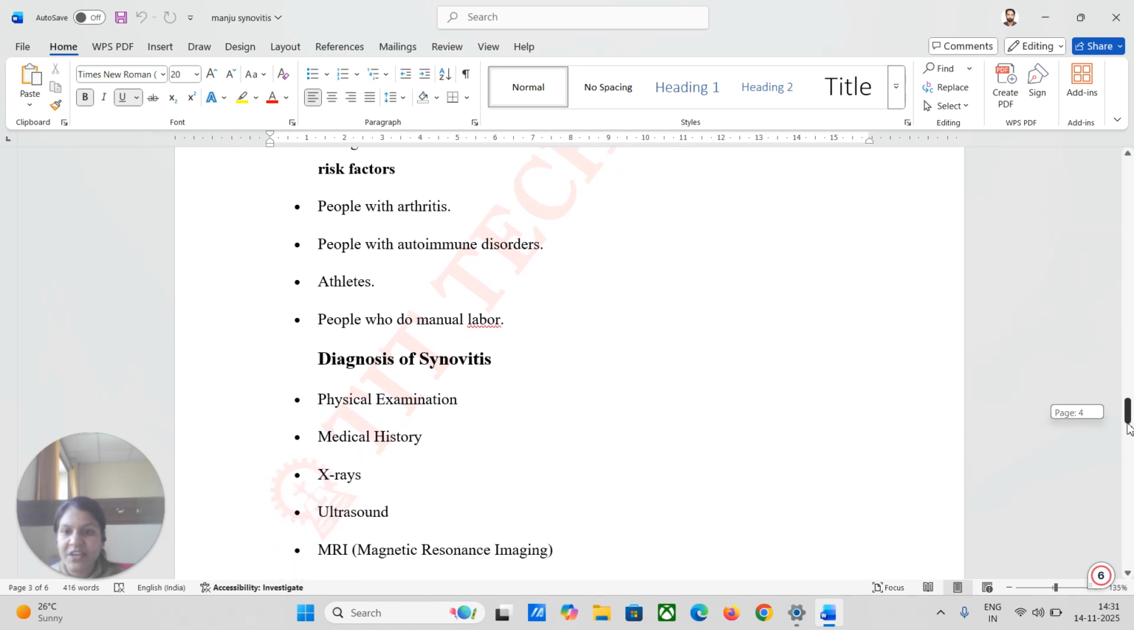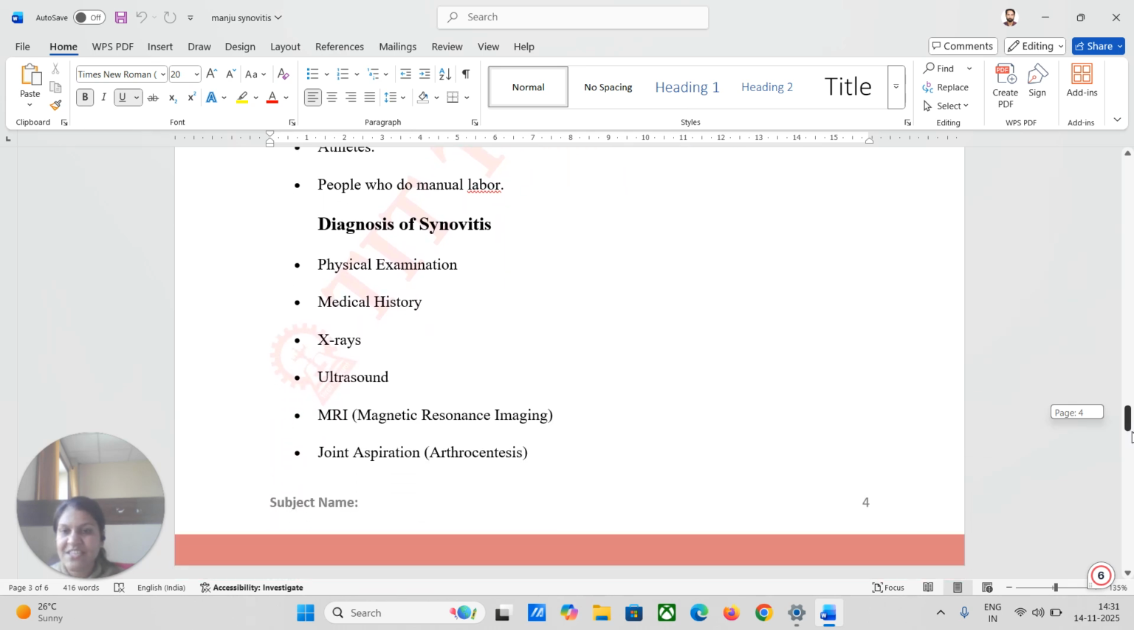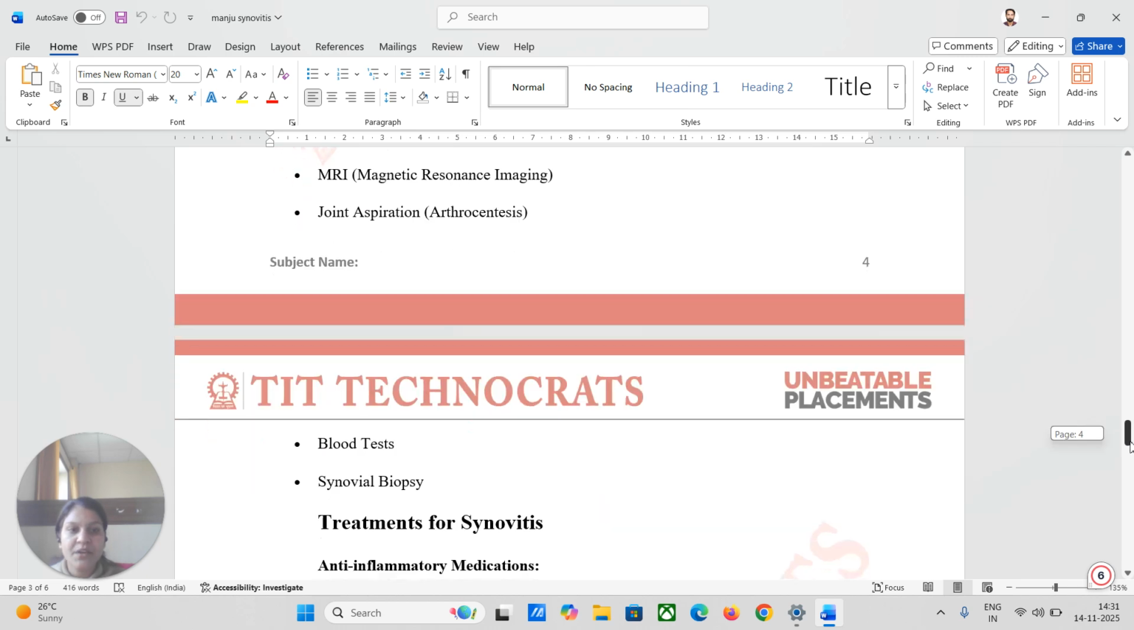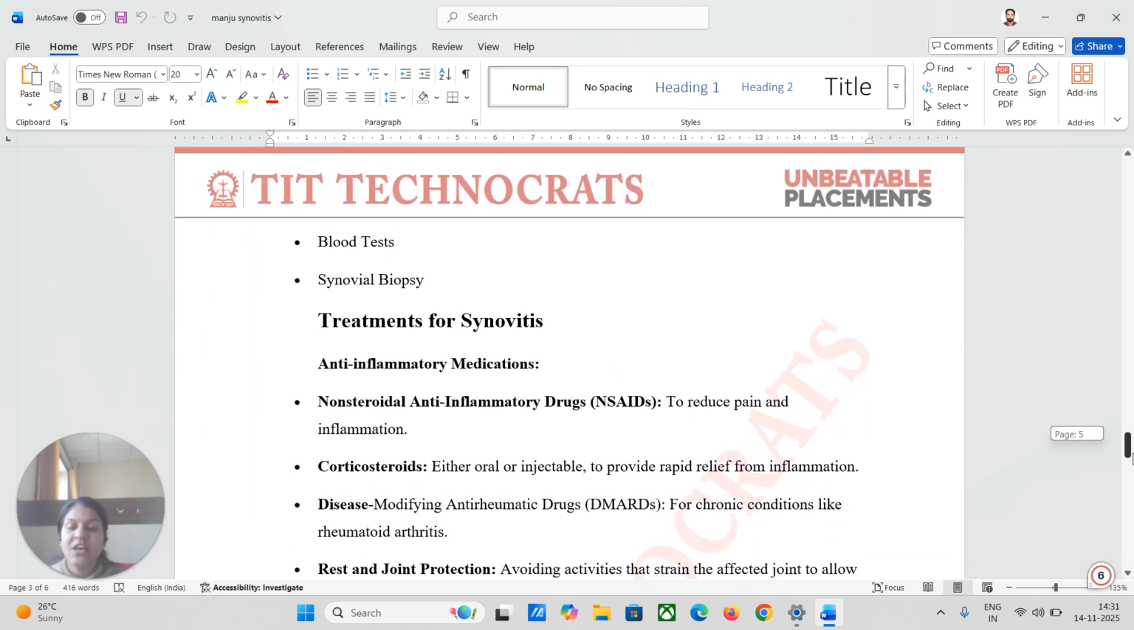Then diagnosis of synovitis: physical examination, medical history, X-ray, ultrasound, MRI, joint aspiration, then blood test, synovial biopsy. Then we will discuss the treatment of synovitis. Firstly, anti-inflammatory medications. The non-steroidal anti-inflammatory drugs are used to reduce the pain and inflammation.